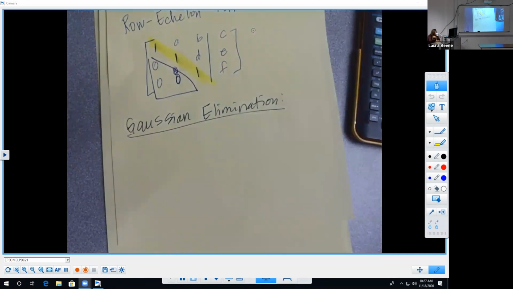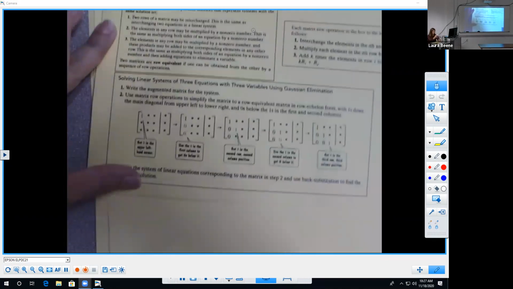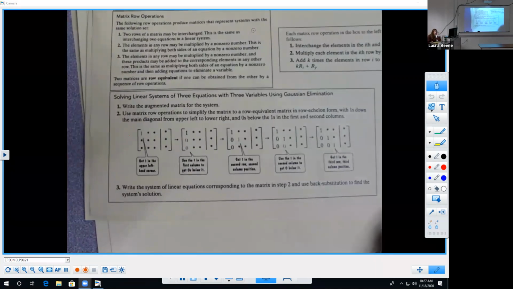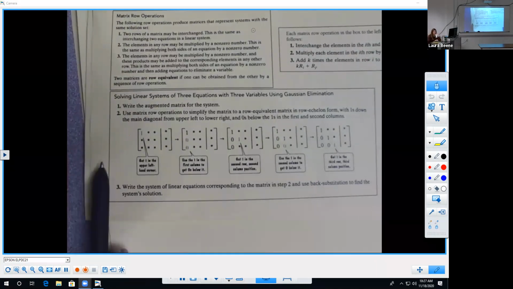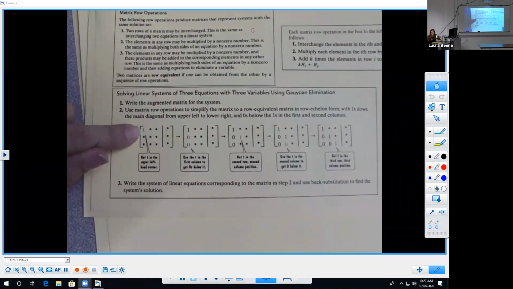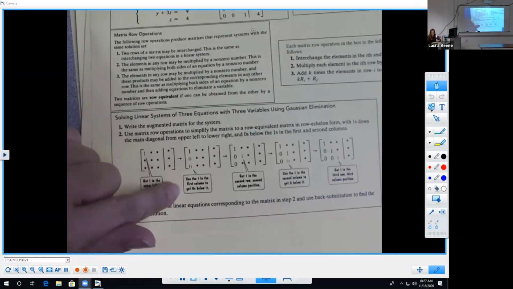And again, if you'll pull out your notes, they do a great job of showing the process instead of having to write it all out. If you look at the bottom here, it says solving a system using Gaussian elimination. Your goal here, this is like the process. First thing you want to do is get that one on top right there, top left-hand corner, you want to make it 1. After you get the 1, you want to get zeros underneath it.